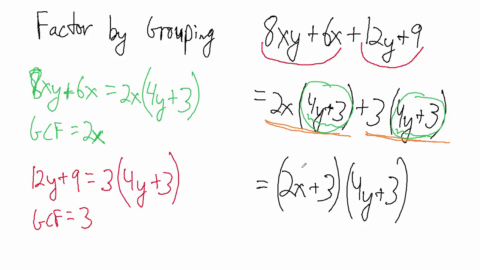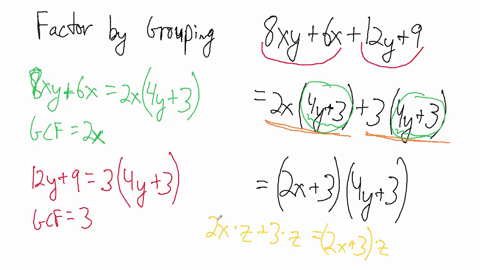Now, if that looks or feels kind of weird, just think, we do that kind of thing all the time, right? Let's say, if instead of 4y plus 3, what if we had 2x times z plus 3 times z? How would you factor that? Well, here's a common factor of z. We would just pull it out. And we would have 2x plus 3, that quantity, times z, right?